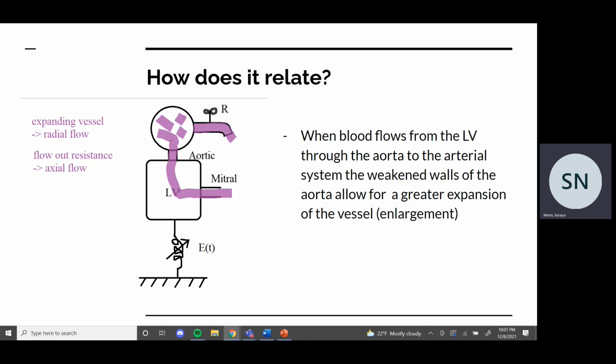The reduced compliance causes higher pressures in the blood vessels. Over time, this can cause the walls of the aorta to become weak, resulting in the aortic aneurysm. The enlargement most commonly happens at the aortic root, so where the artery leaves the heart.